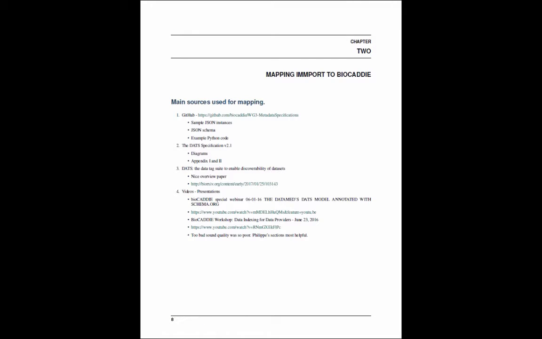What we used mainly for the mapping, and it was very useful, was the primary source, the GitHub site by Alexandra and Philippe. They had sample instances there that we used. They have the JSON schema, and they have code that shows you how to validate the schema once you load it. So that was very, very useful, and since I'm a Python fan, I was glad it was in Python. It made me very happy.